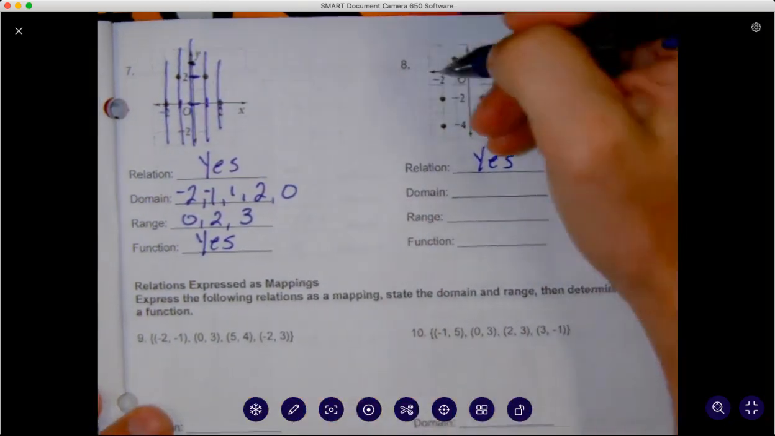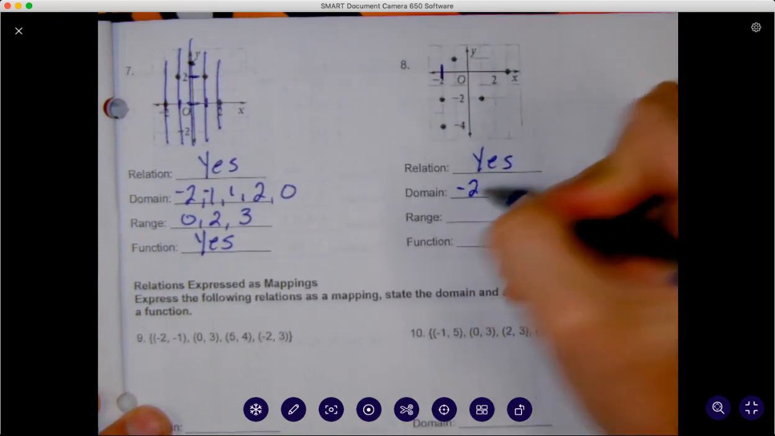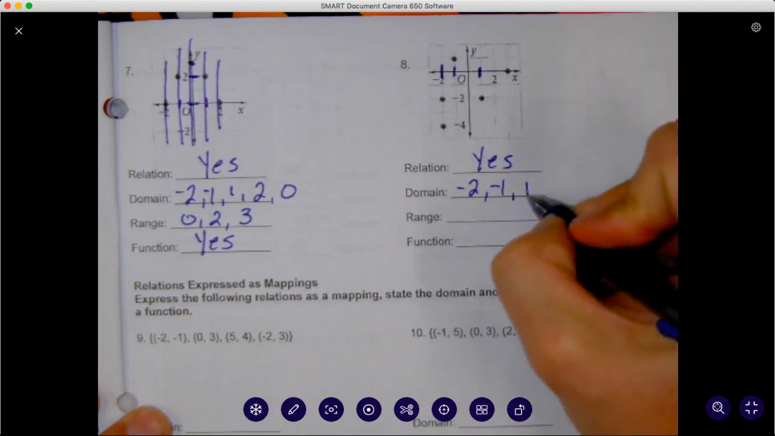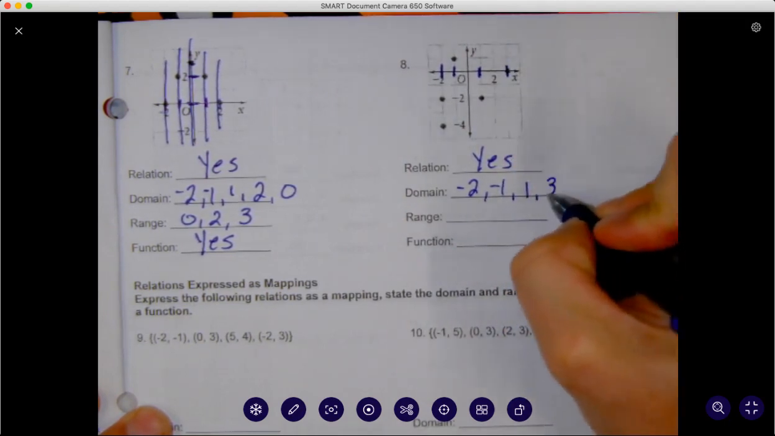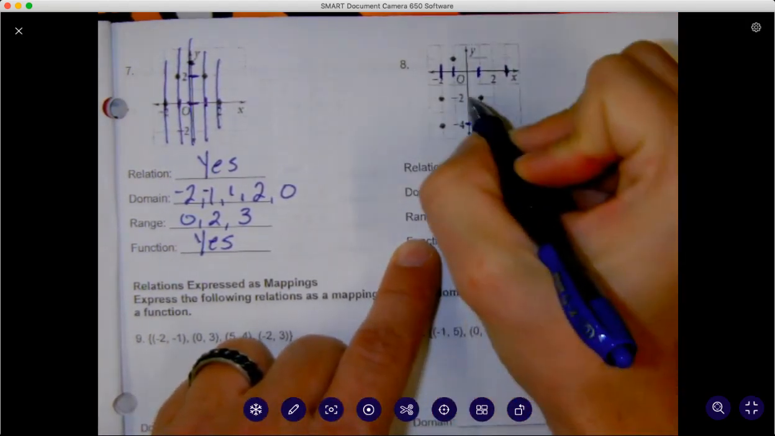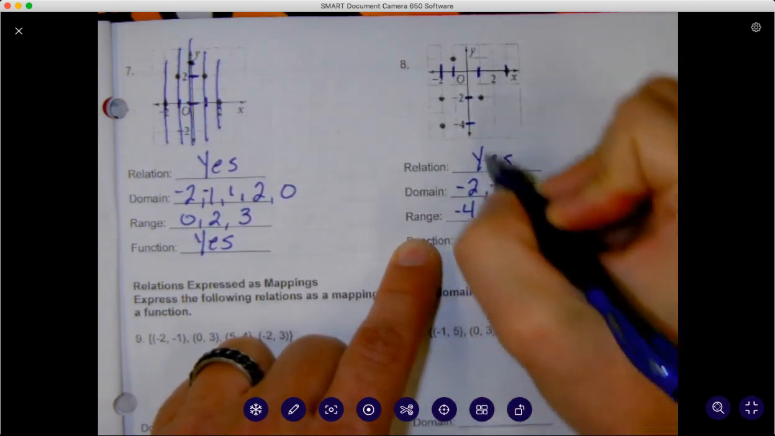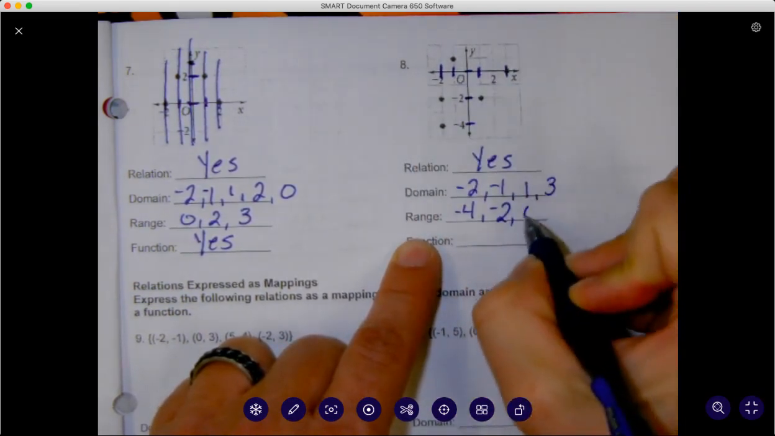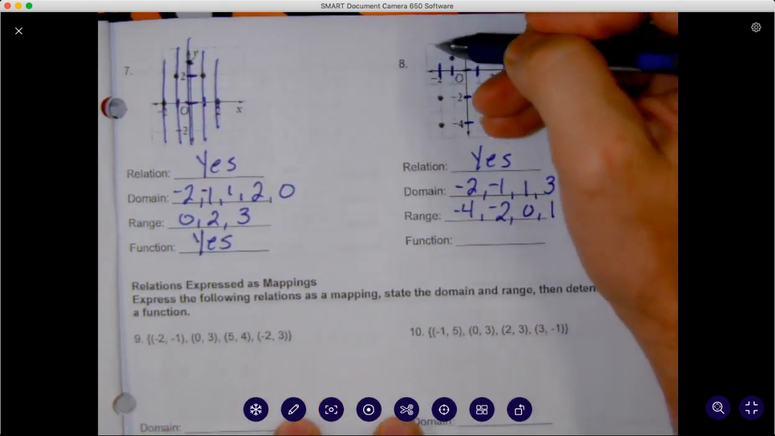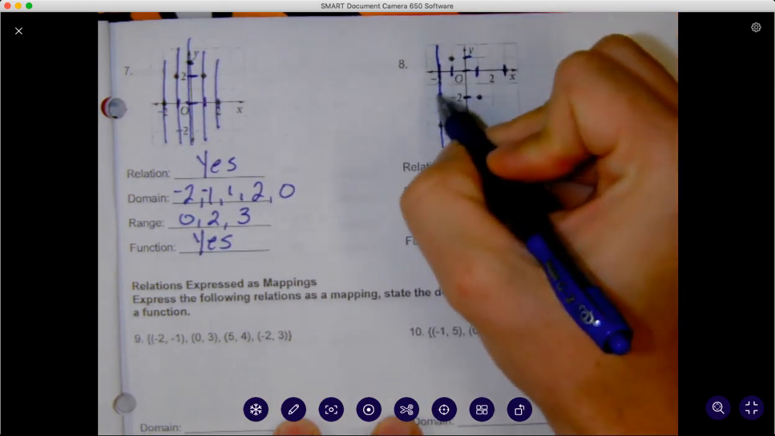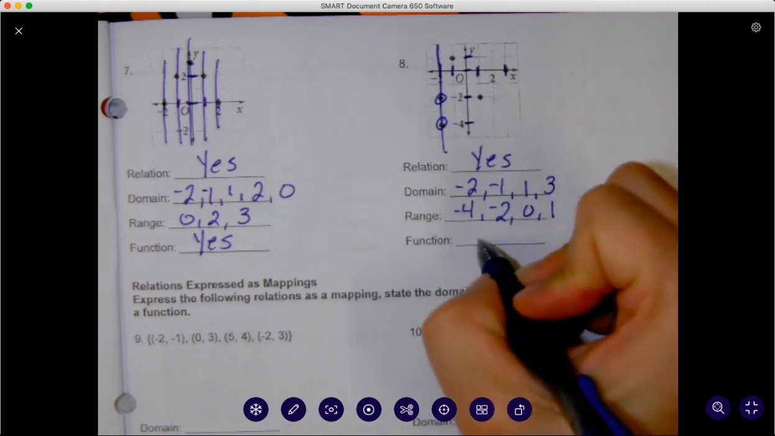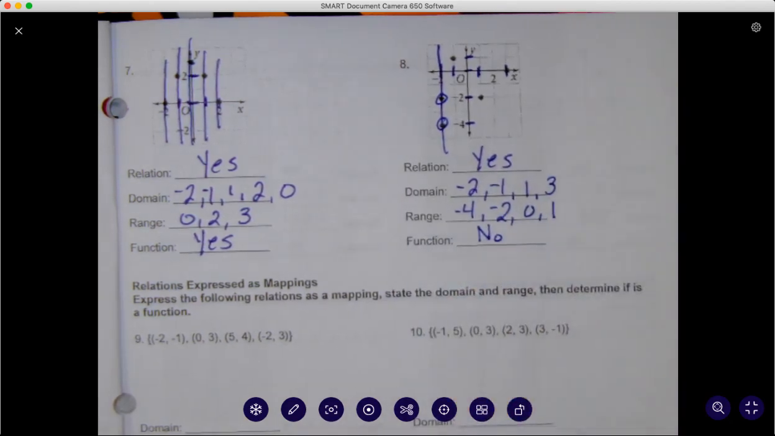Is this a relationship? Yes, everything's a relationship. The domain is your list of x values. -2, -1, there's a point at 1, and 3. The y values, point at -4, -2, 0, and 1. So is this a function? I'm just going to test it right here because I can see these 2 points are right above each other. So that is not going to pass the vertical line test. So it fails the vertical line test. That's not a functioning relationship.